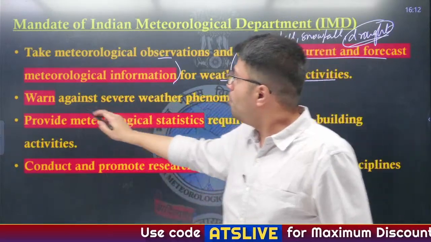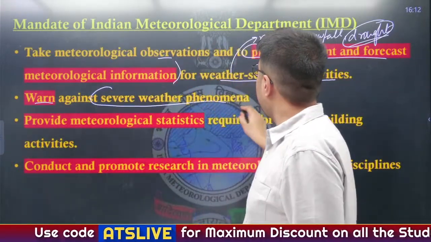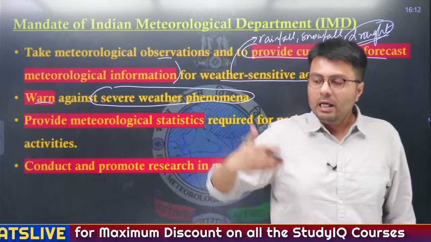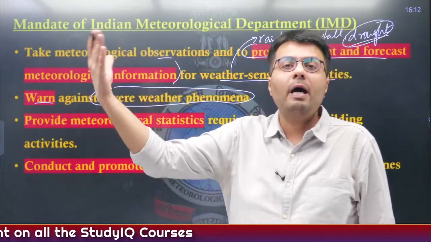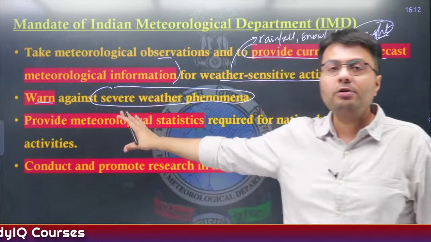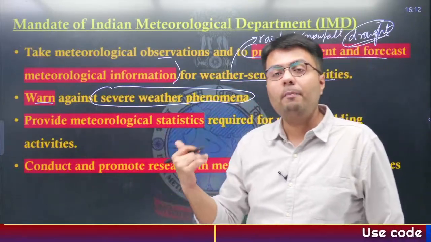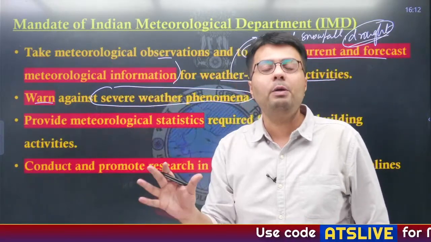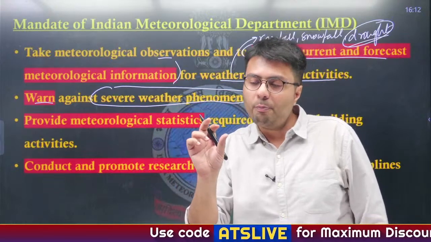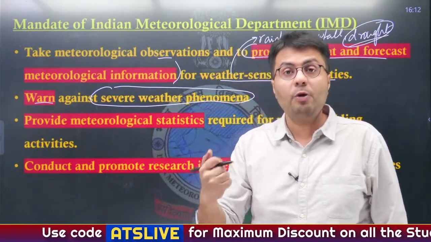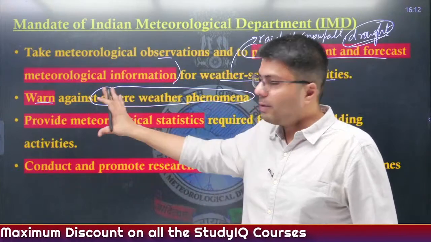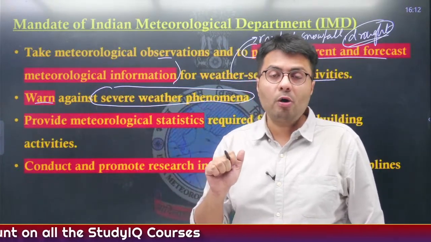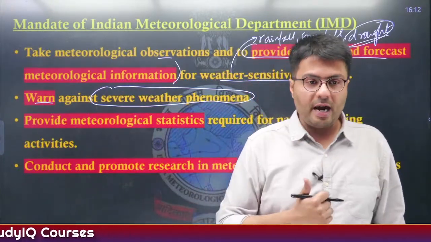It also warns against severe weather phenomena. So for example, if God forbid there is too much rainfall in the Himalayan states, it anticipates this kind of development and warns the authorities that please be prepared. The amount of rainfall in a particular time period is expected to be quite high and it can actually lead to floods in your region. So that is why warning by IMD is very important in disaster management related activities.